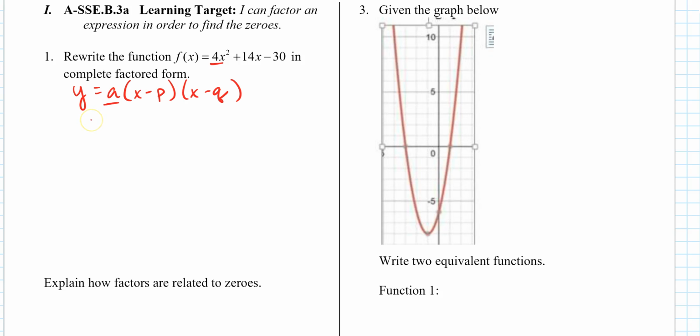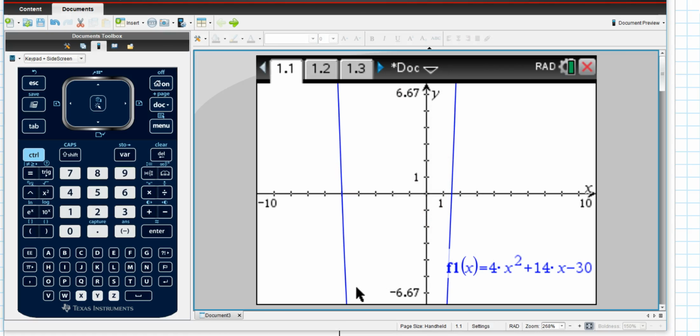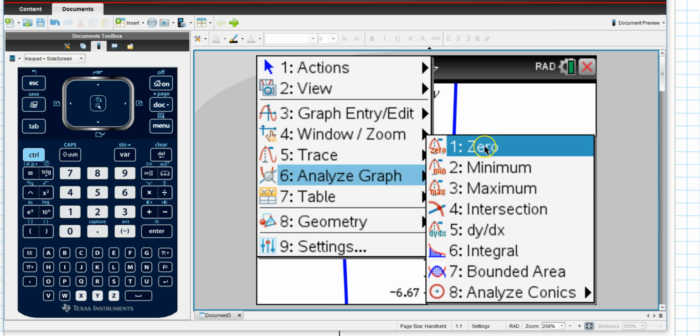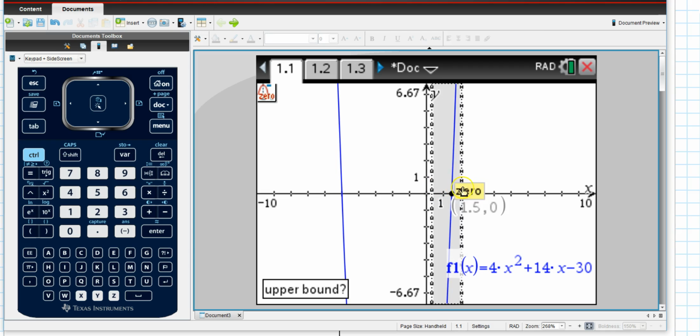So if I start, I know for sure it's going to be f of x is equal to 4 times something, and all I need to do is go to a graph and figure out what p and q are. So I have my graph over here. To save time, I already graphed it. And I need to find this point, and I need to find that point. So we're going to go to Menu, Analyze, and we're looking for the zeros.